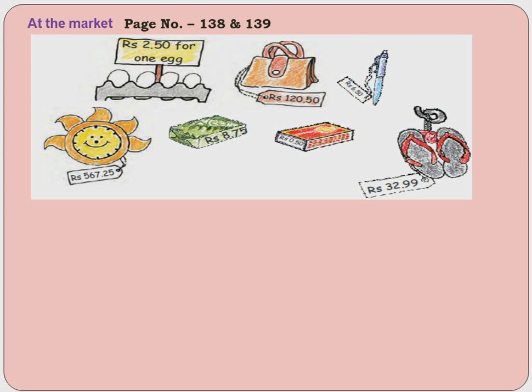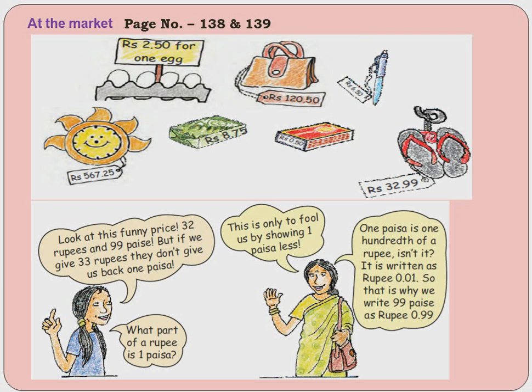See, for a few, the rates are 8 rupees 75 paisa, 6 rupees 50 paisa, 32 rupees 99 paisa. Do we have 99 paisa change now? No. For that, what will you give? You will give 1 rupee. So 99 paisa means how much has to be returned to you? 1 paisa. Will they return 1 paisa to you? No. So the girl is asking, look at this funny price, 32 rupees and 99 paisa. But if we give 33 rupees, they don't give us back 1 paisa. What part of a rupee is 1 paisa? The girl is asking. Then the mother replied, this is only to fool us by showing 1 paisa less.